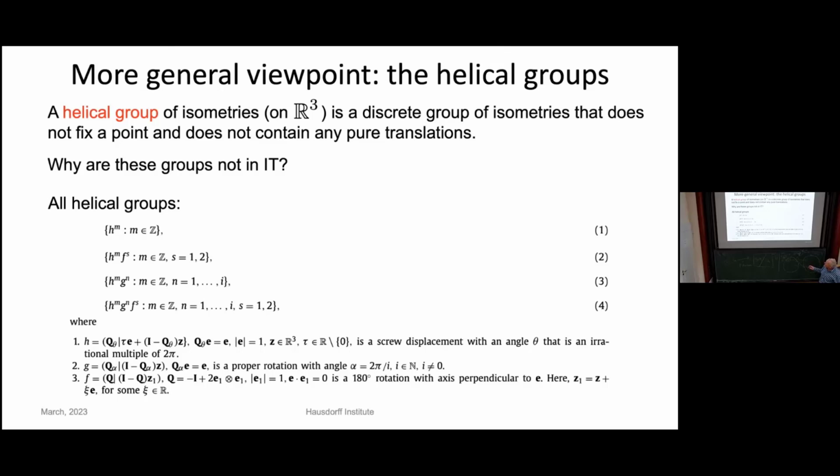all the elements commute. So this is the one, in fact, we're going to use. So this is a helical group. And this one, the elements of this one do not commute. And this is a subgroup of this. So this is the more general case. So we'll be using this case.